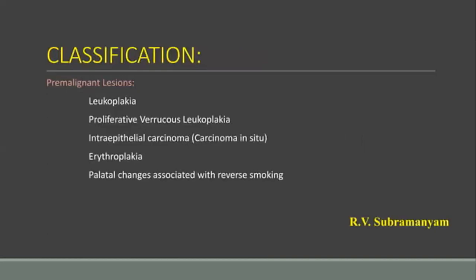Classification of premalignant lesions: leukoplakia, proliferative verrucous leukoplakia, intraepithelial carcinoma, erythroplakia, and the palatal changes associated with reverse smoking. And this is given by Samarkand.